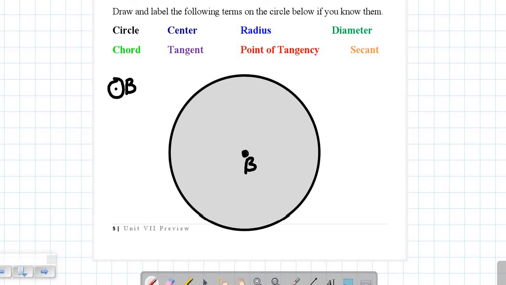Radius. It's like the spoke in a wheel. It's a radius. A diameter goes through, is 2 radii essentially. It goes all the way across, also through the middle.